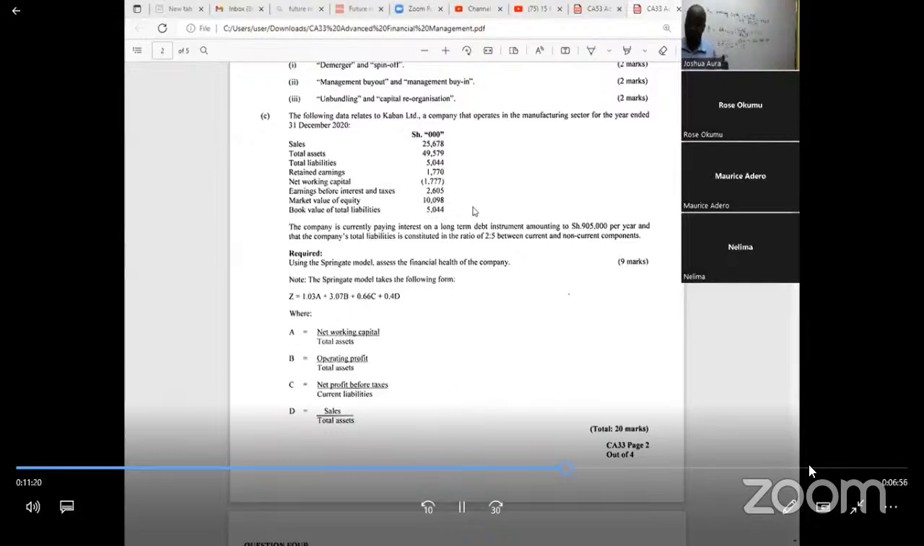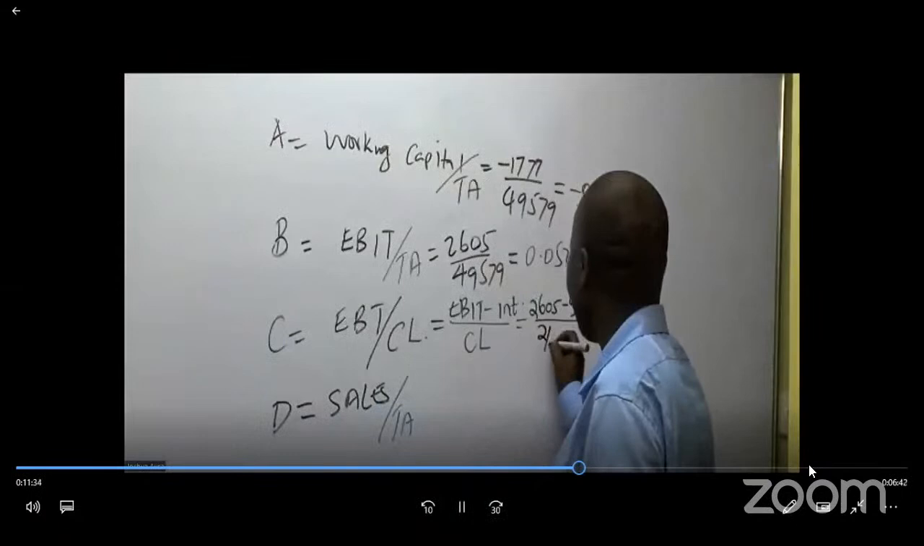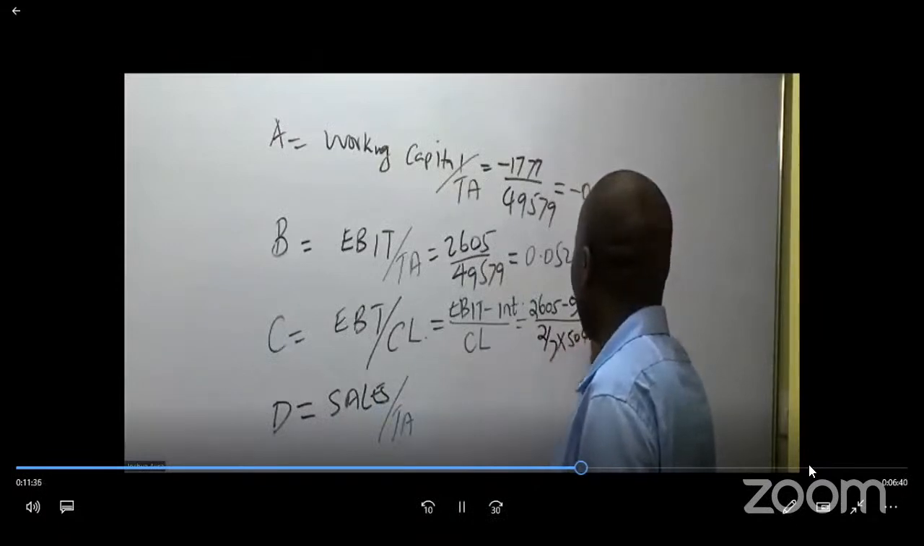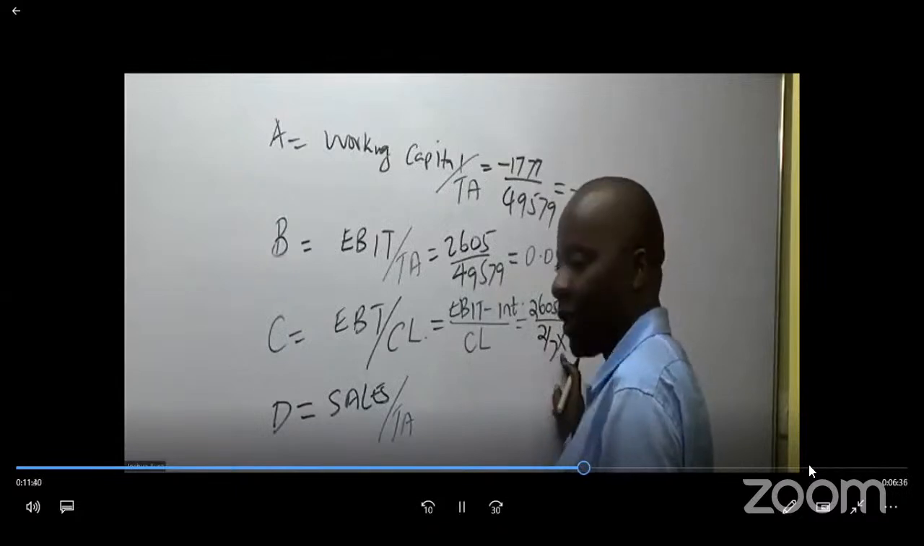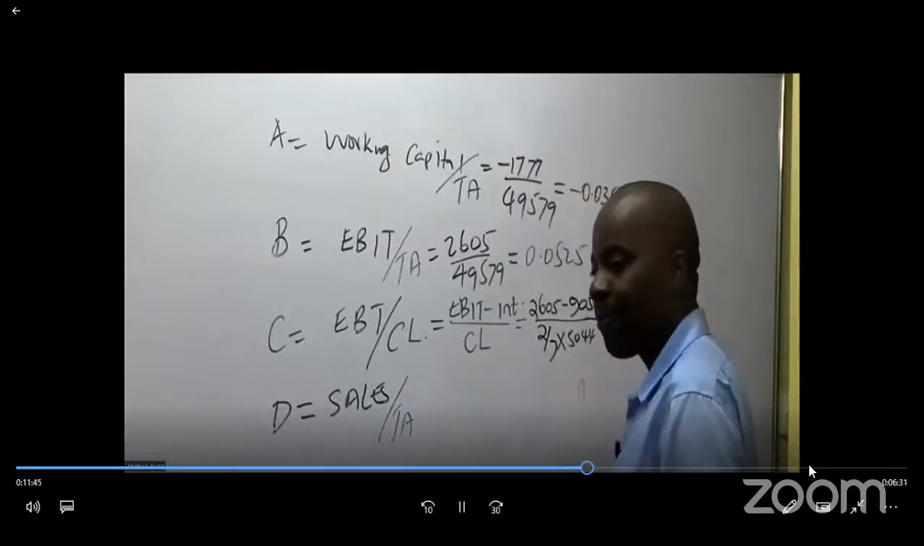It should be 2 over 7. You guys are great. So it will be 2 over 7 times the total liability of 5044. So it should be 2 over 7 times 5044, which will be equal to what? Can somebody give me this figure? 2 over 7 times 5044 gives me what figure? Somebody here?